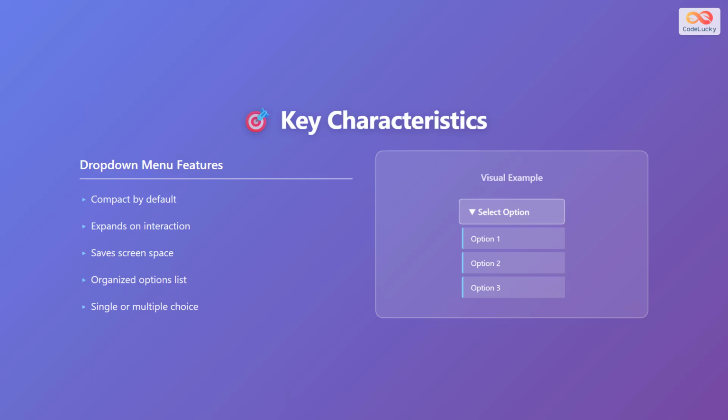Drop-down menus have several important features. First, they are compact by default, taking up minimal space on your page. Second, they expand only when you interact with them. Third, they save valuable screen real estate. Fourth, they organize options into a clear, organized list. And fifth, they can allow you to select either a single option or multiple options depending on how they are configured.